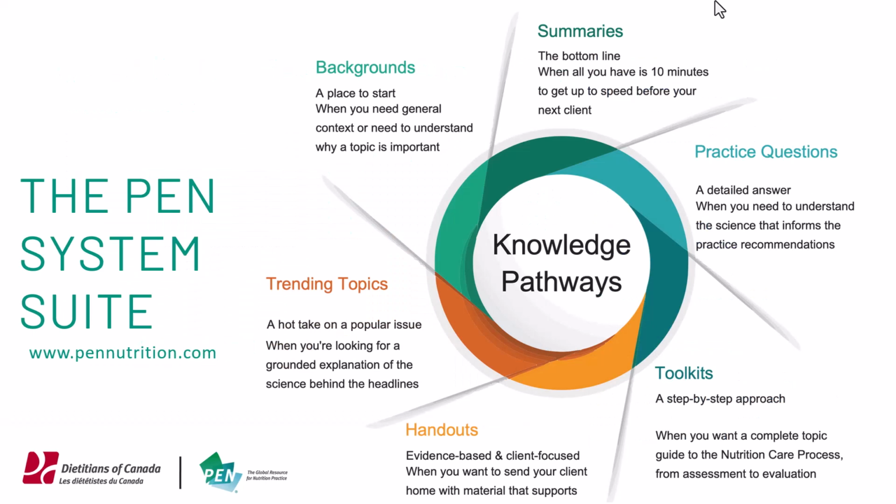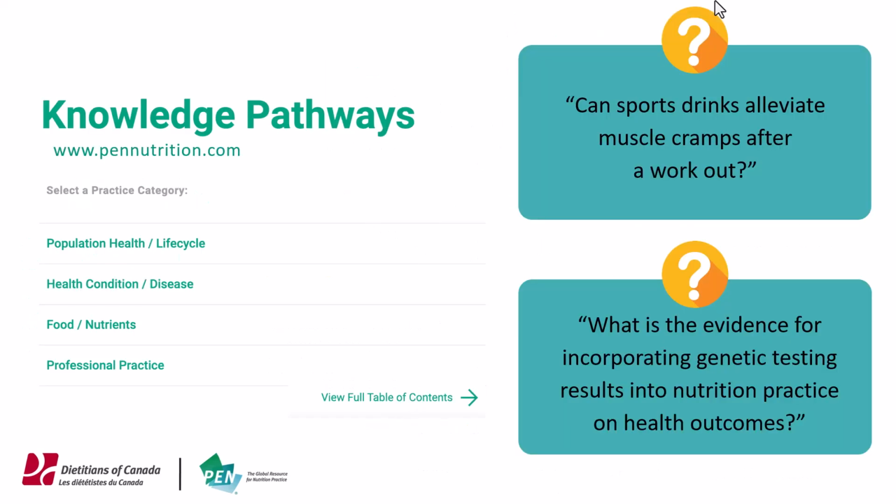It contains background information and also summaries in case you want to study between two patients. There are summaries about their conditions that you could study. It contains practice questions and toolkits that provide a step-by-step approach to a topic. And then there are handouts that you could print out and give to the patients as well, and trending topics. It also has a very detailed table of contents on knowledge pathways, on population health, life cycle, health conditions and disease, food, nutrients, and professional practice. And you could access at least the table of contents for free to see if it is a good source and you should get a subscription to.